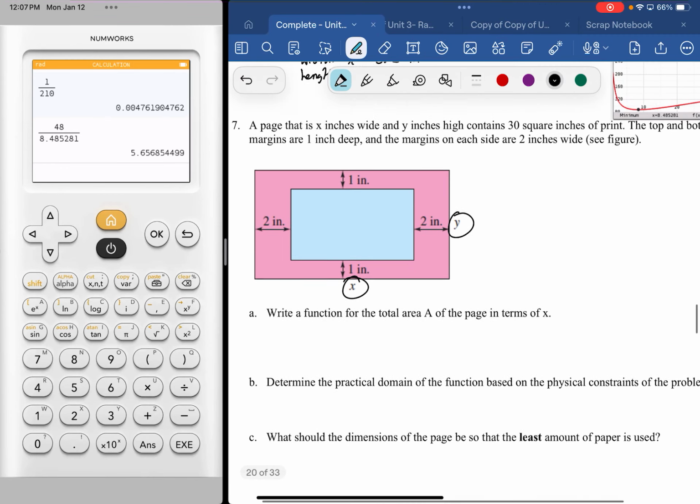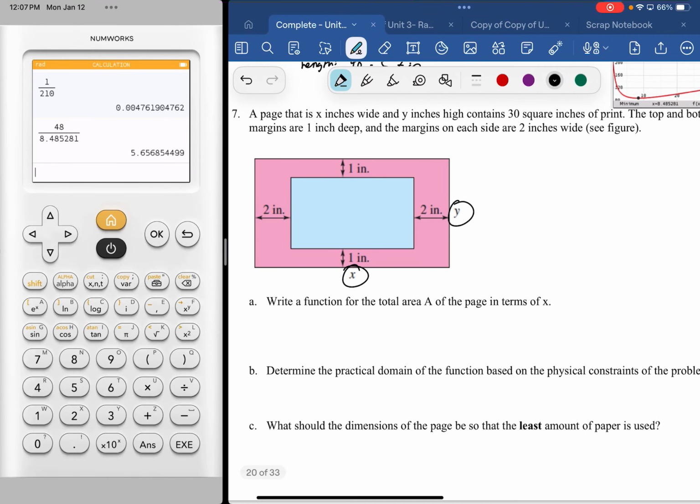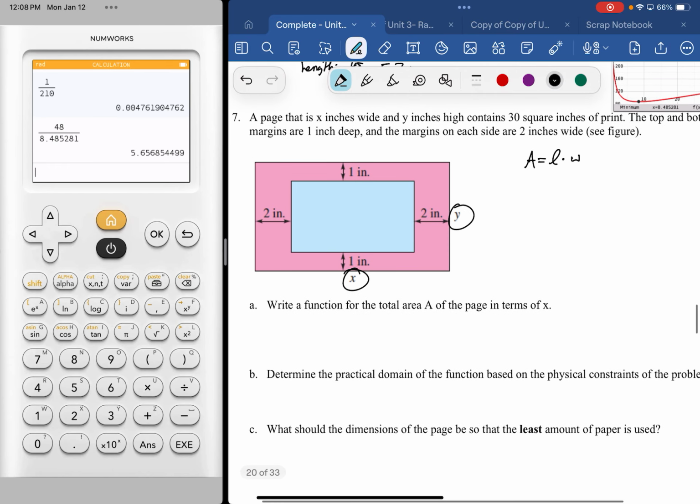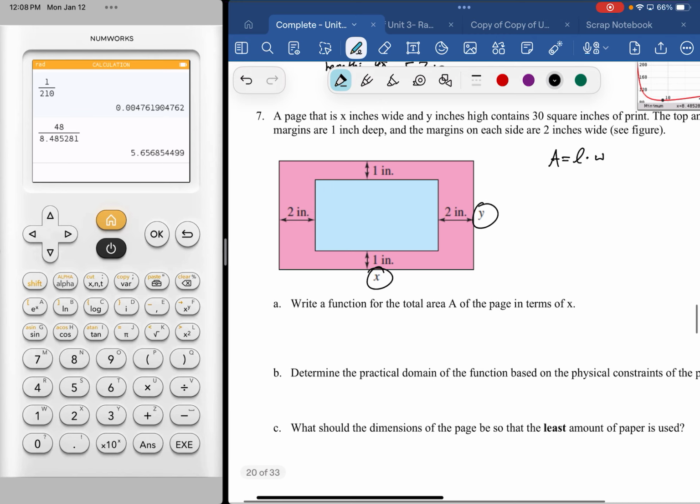All right. So area by definition is length times width. So that's the area of a rectangle. Not all areas are length times width, but in the case of a rectangle, it would be. They gave us the dimensions of x and y. So area is equal to x times y.